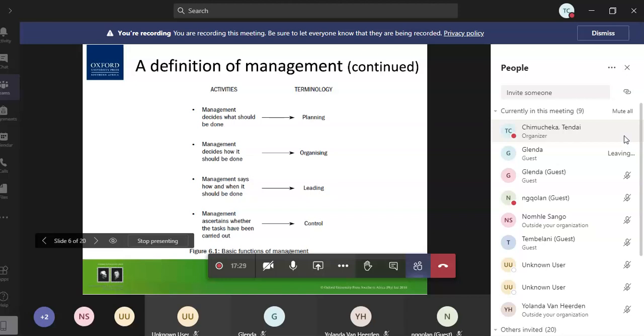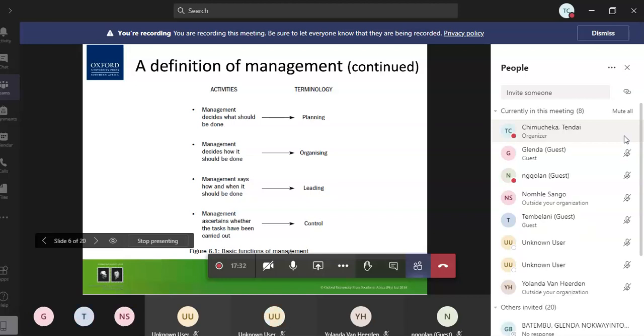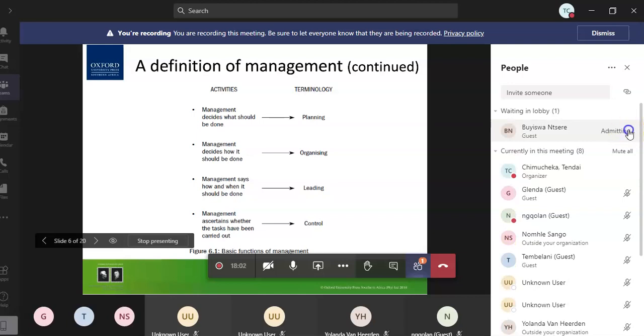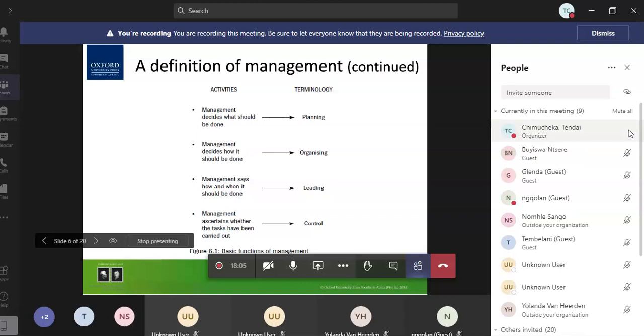Then the other activity that management does is that they decide how it should be done. So now that we know what we want to do, how should it be done? That process entails organizing. That's organizing, when managers decide how whatever they want to do should be done, where they put all the resources in place. They put the people that ought to complete the tasks in place. Then they decide what should be done first before other tasks. That is organizing.